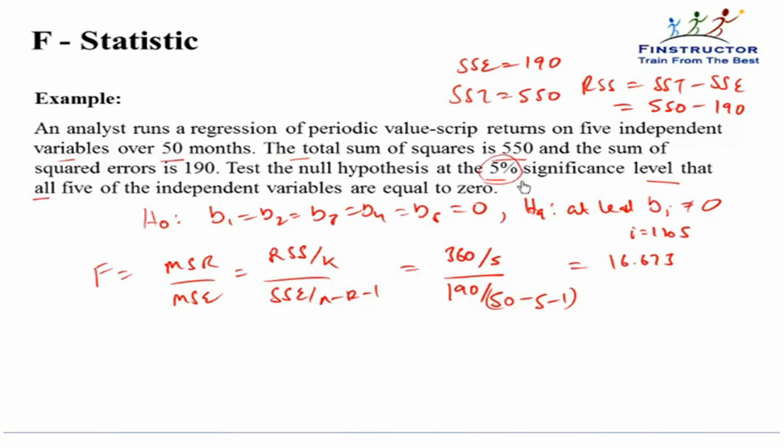And the critical value for an F test with a 5% level of significance and the given degrees of freedom, k for the numerator and n minus k minus 1 for the denominator, comes out to be approximately 2.4. So 15.673 is greater than 2.4. Hence we can reject the null that all 5 independent variables are together equal to 0, and we imply that at least one of the independent variables is different from 0.